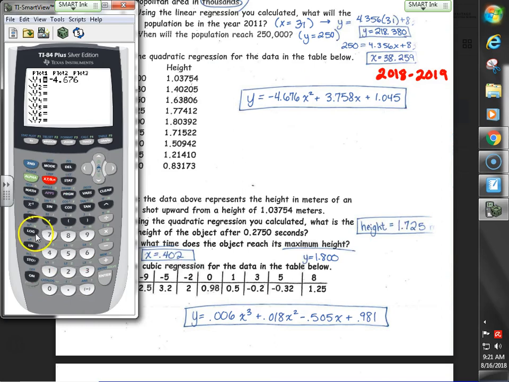X squared. What answer did you get, Kathleen? 0.403 or 0.43? Okay. Did anybody else get 0.43? For number 4B, I believe. Okay.